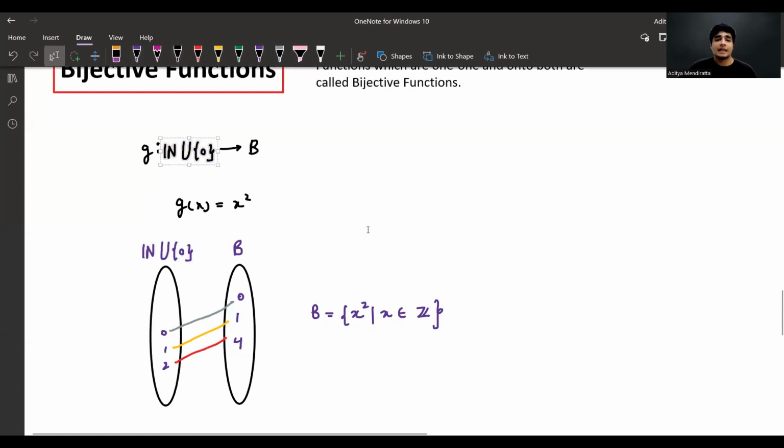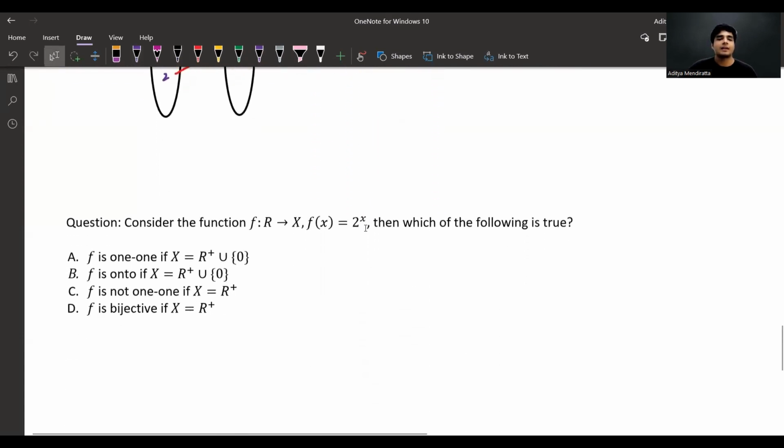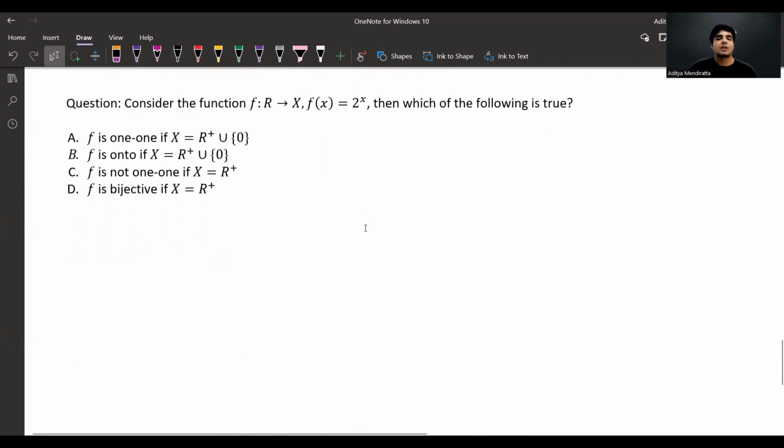Now let us try and test our knowledge with the help of a question. Now consider a function where f goes from R to X and f of x is equal to 2 to the power x. Then which of the following options would be true? Now the first option says that f is 1-1 if X is equal to R positive, that is the set of all positive real numbers union with 0.